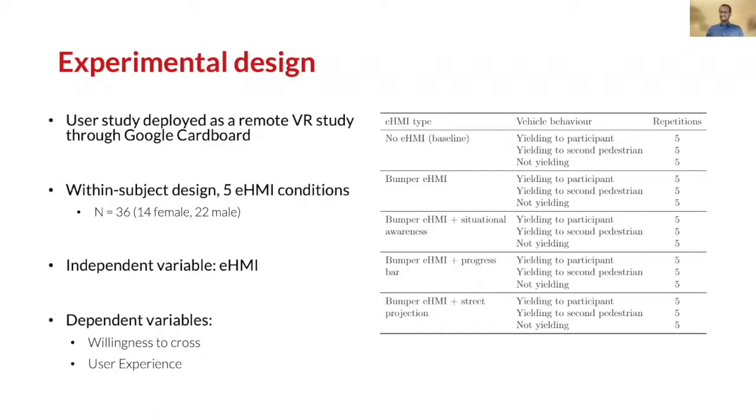So with these concepts, we ran a virtual reality study with 36 participants, with the eHMI concepts as a within-subject independent variable. We explained to the participants what the eHMI messages meant so that the intuitiveness of the eHMI would not play a significant role. We deployed the study remotely via a Google Cardboard and an Android app due to COVID-19 related restrictions. As the car approached, the participants indicated their willingness to cross in real time by pressing the button on their Google Cardboard.